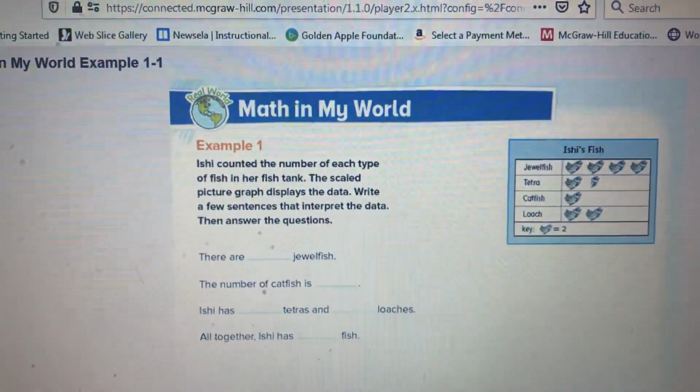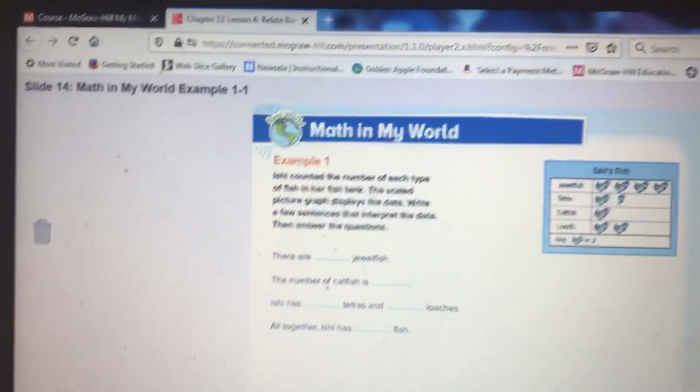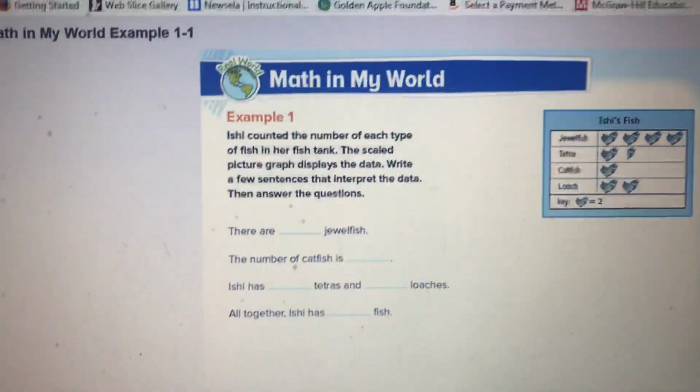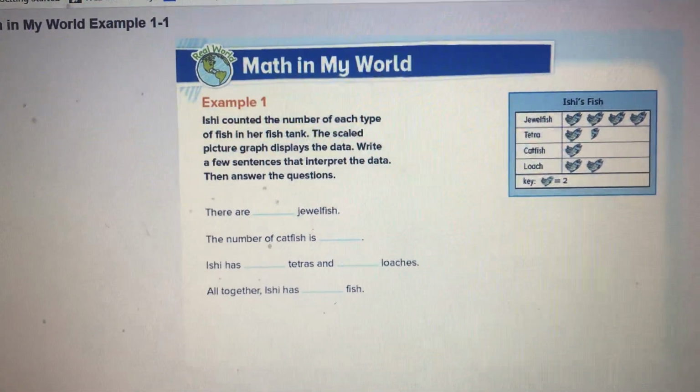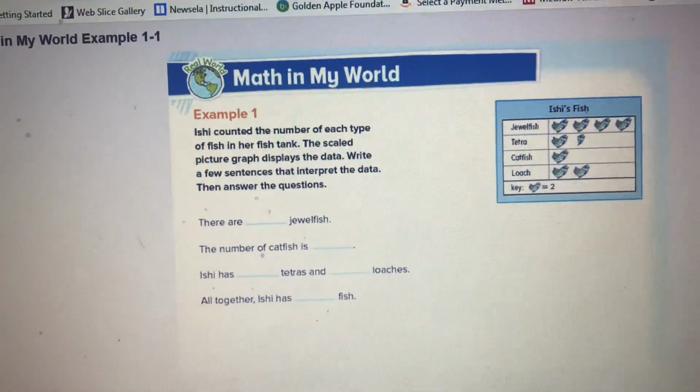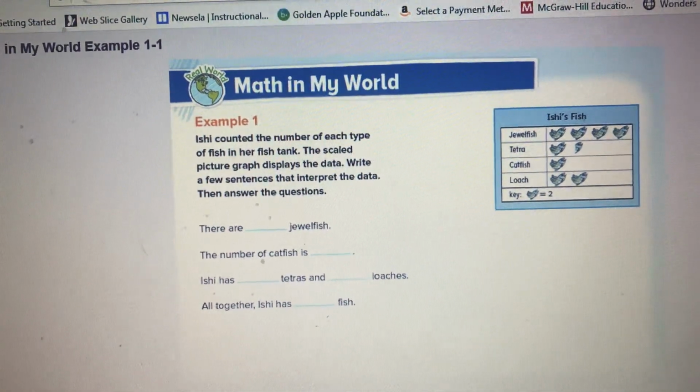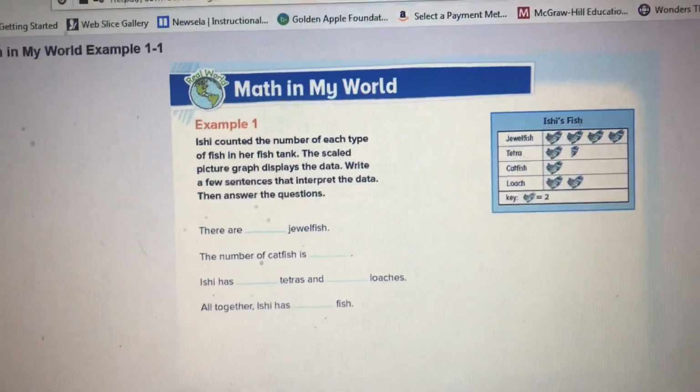Okay, so today we're going to start this page, and it says Ishi, unique name. Ishi counted the number of each type of fish in her fish tank. The scaled picture graph displays the data. Write a few sentences that interpret the data, then answer the questions.